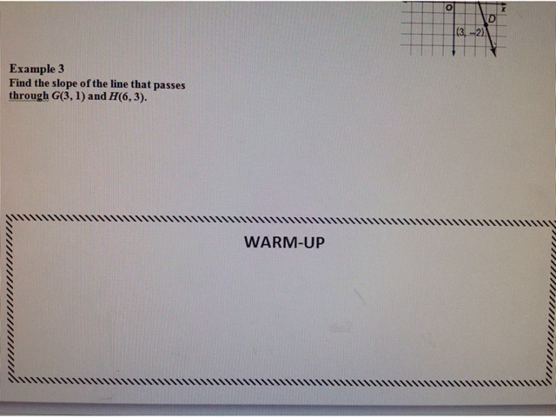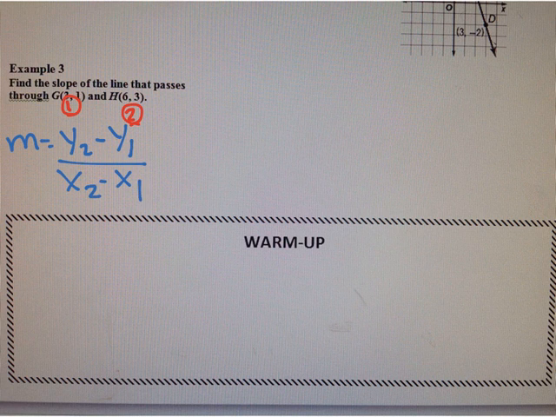Okay, last but not least, let's look at example 3. So once again, we want to find the slope of the line that passes through points (3, 1) and (6, 3). Alright, remember, this is my first ordered pair, and then this is my second ordered pair. So my equation is m is equal to y2 minus y1 over x2 minus x1.